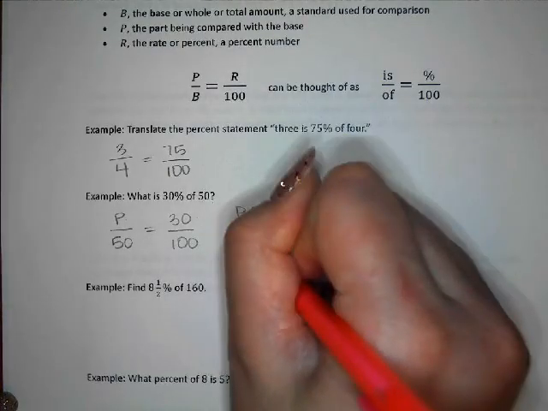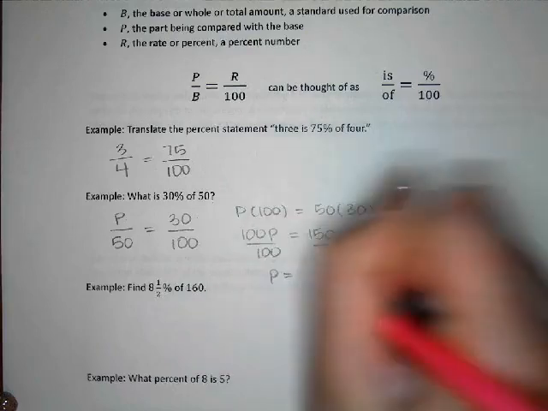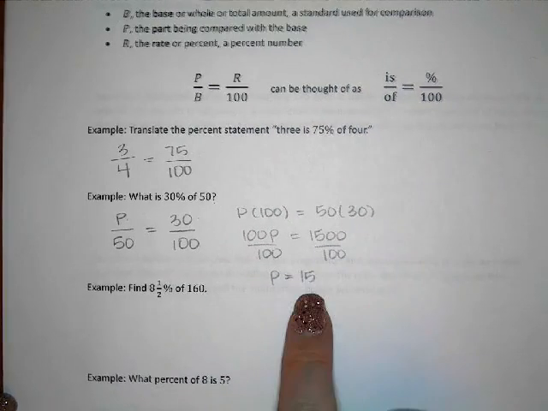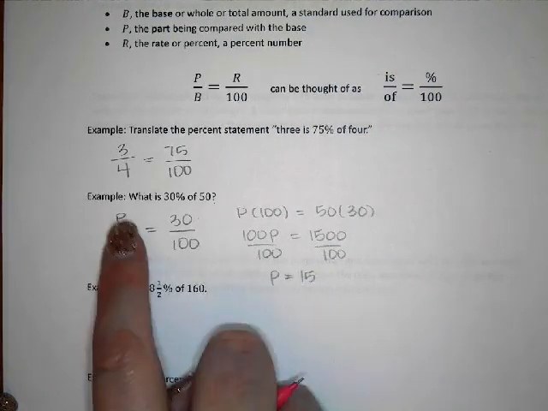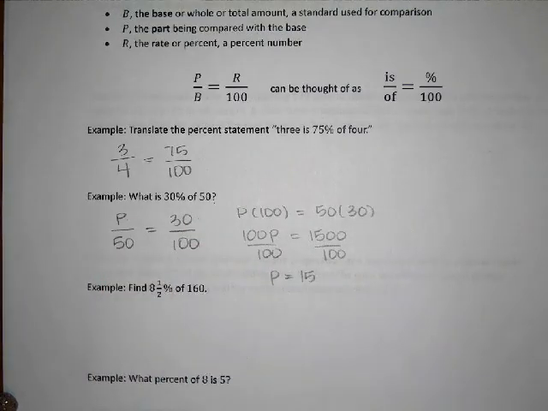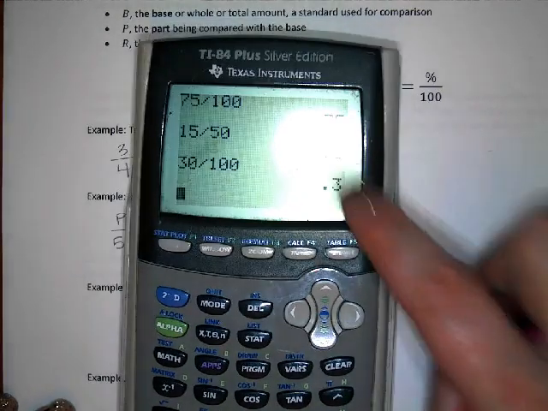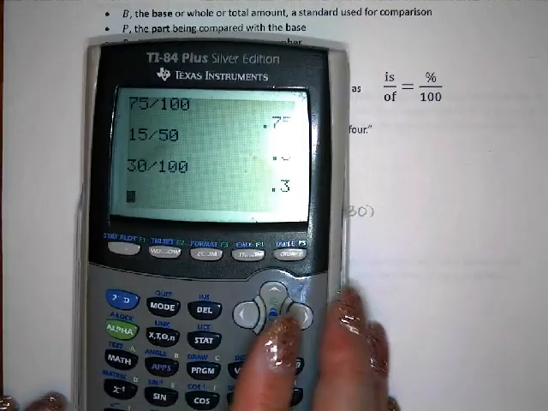And I'll divide by 100, and I get 15. So the part is 15. 15 out of 50 is the same as 30 out of 100, and I can double check it. 15 out of 50 is the same as 30 out of 100. And that is true.